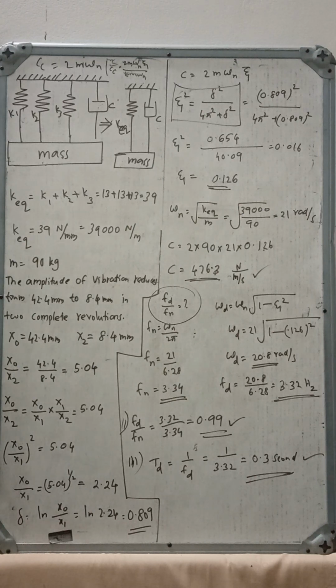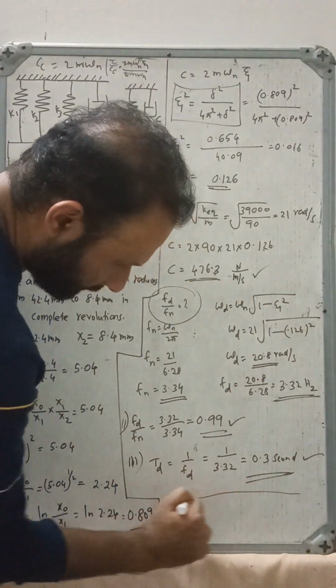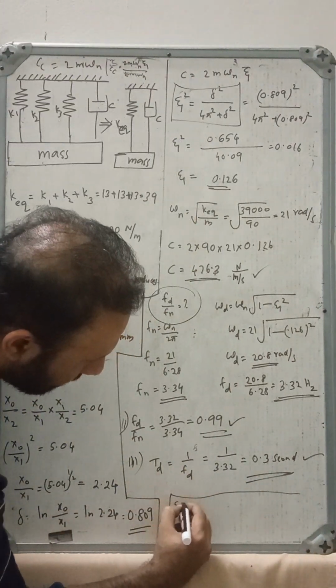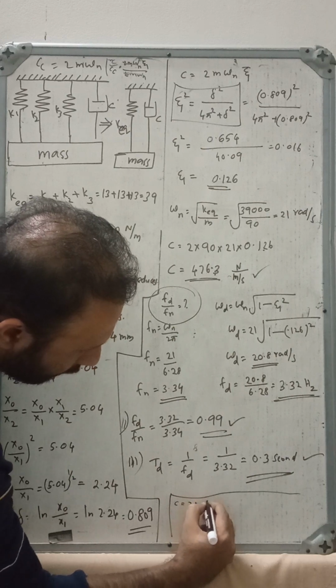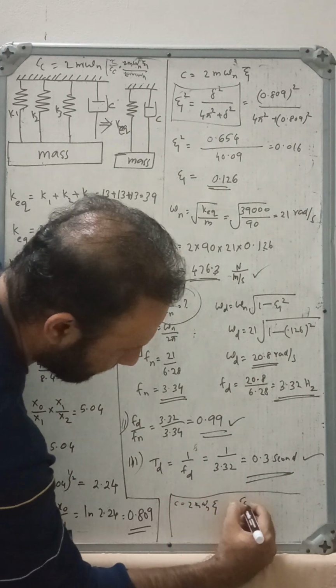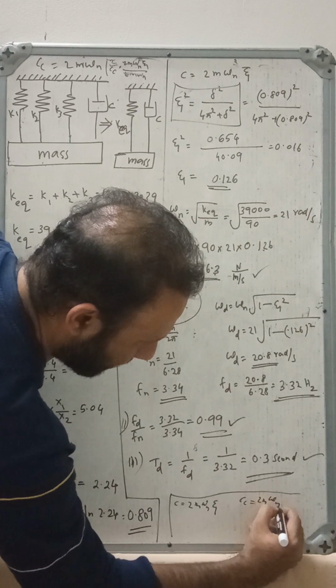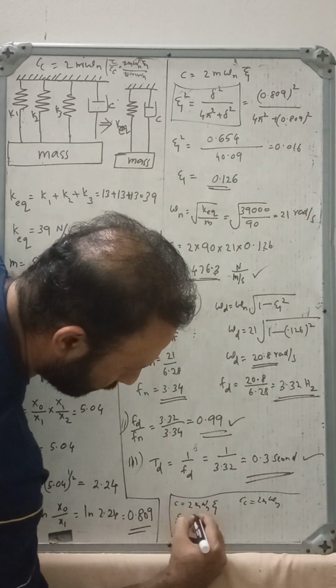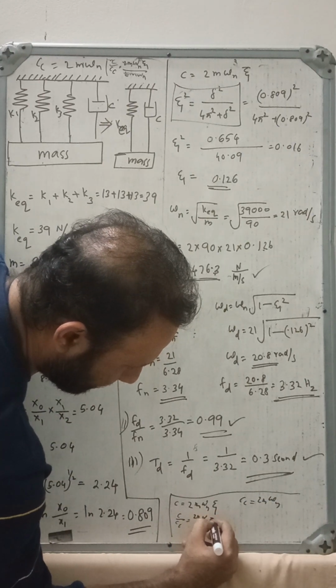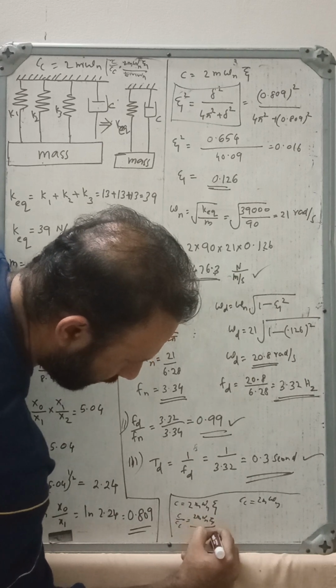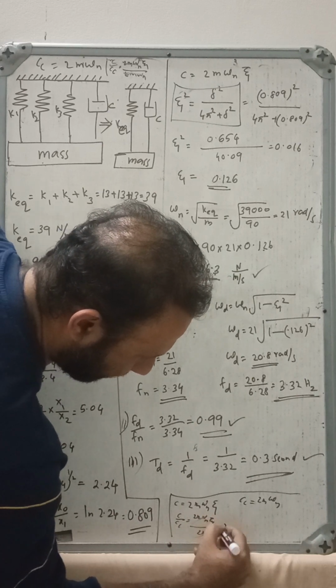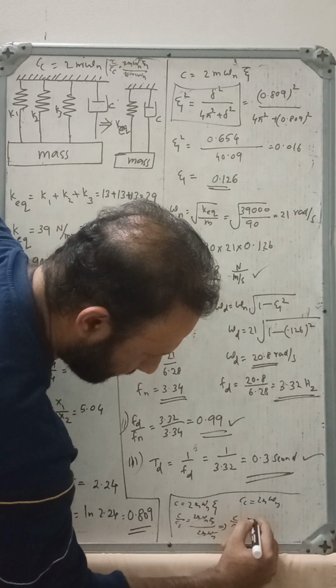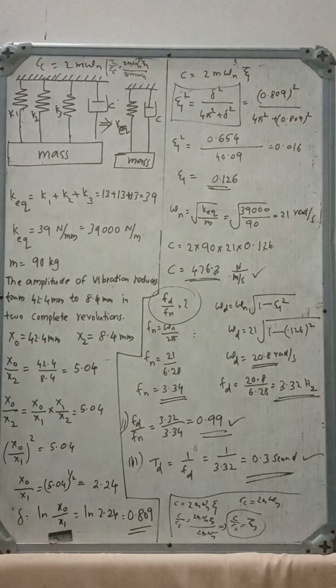One thing to understand here is, what should I say, c is equal to 2m omega n zeta. Cc is equal to 2m omega n. c by cc is equal to 2m omega n zeta divided by 2m omega n. Cancel. So we can write c by cc is equal to zeta. Zeta has no unit. Unit of c is Newton per meter per second. Unit of Cc is Newton per meter per second.